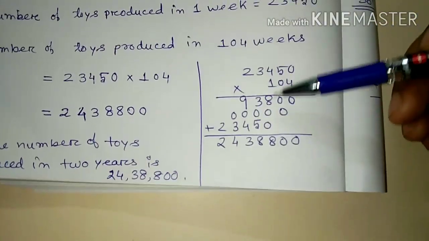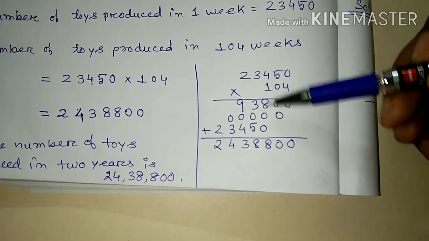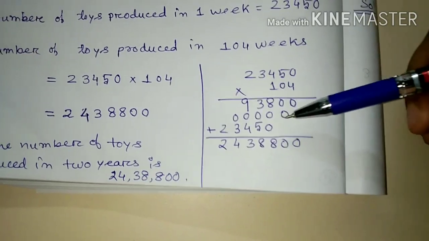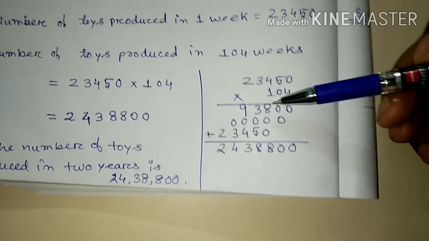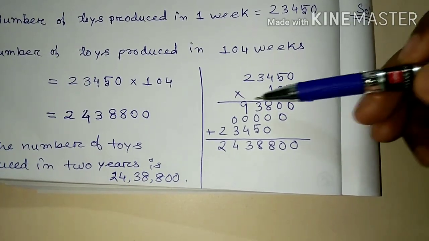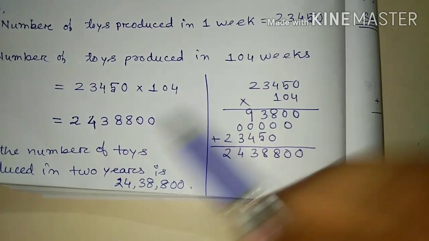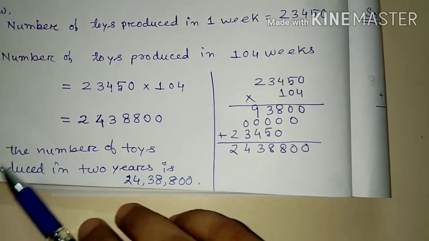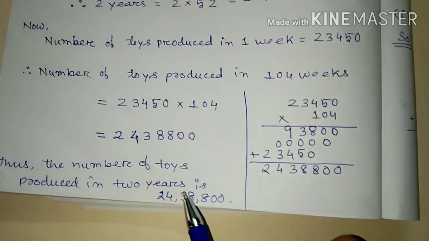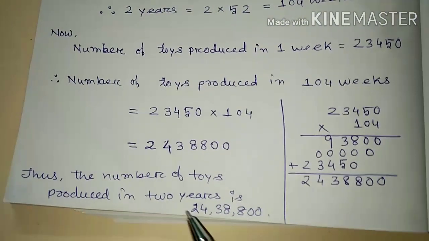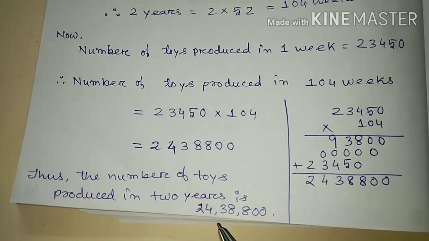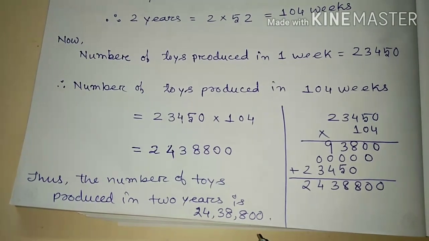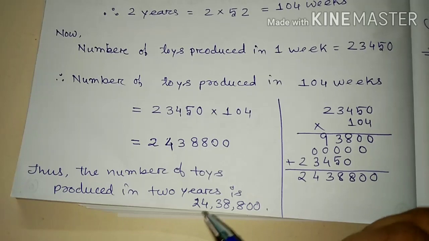If you multiply this, here you get the multiplication part. The multiplication part you try to solve by yourself, and check whether it is correct or not. Finally you will get 2438800. Thus the number of toys produced in 2 years is 24,38,800. This is the required result.